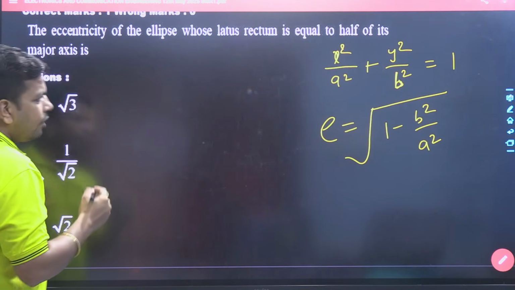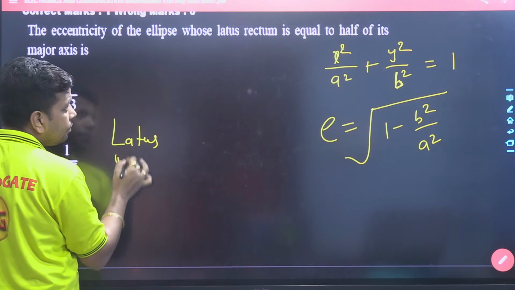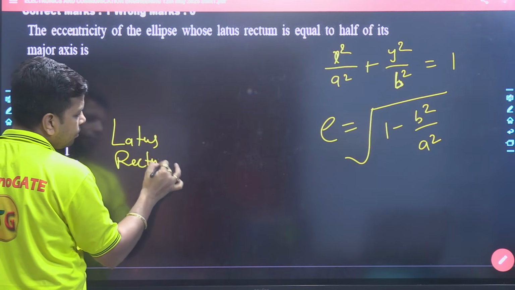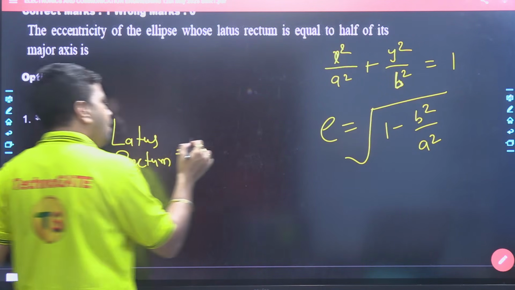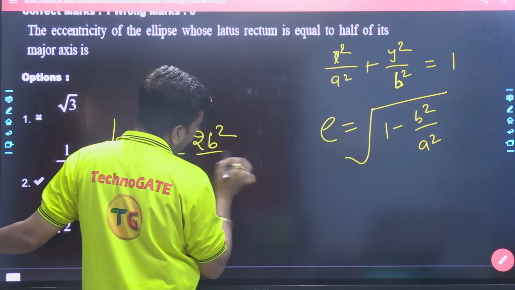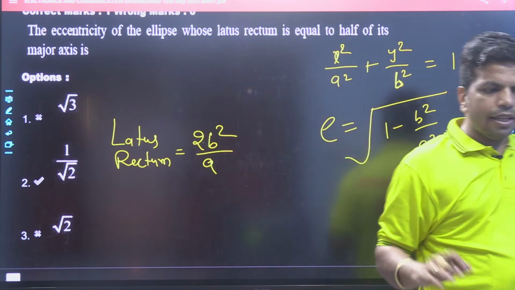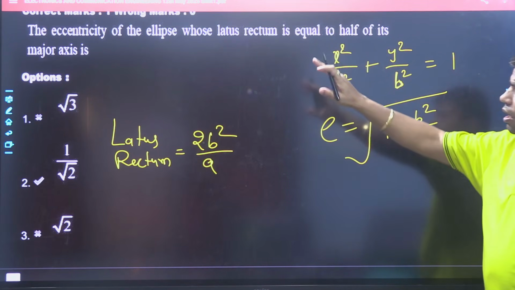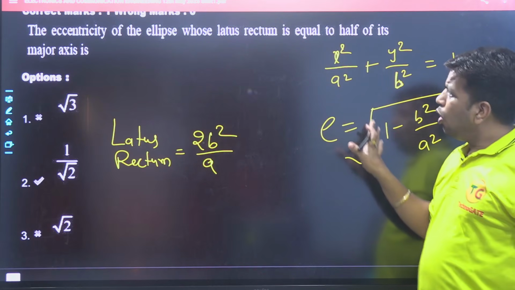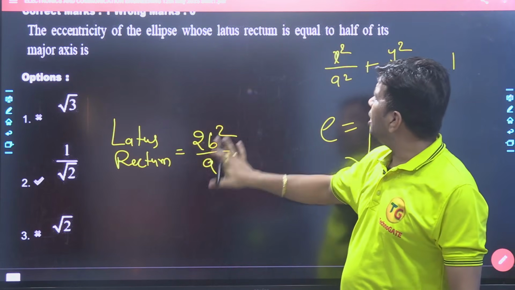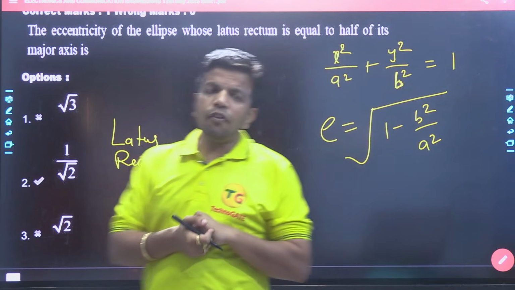Okay, and we know the length of the latus rectum, how can we calculate this? It is simply 2b square by a. That would be the formula for this. Now what are they saying? They are saying the eccentricity of the ellipse, this is the eccentricity of the ellipse, whose latus rectum is equal to half of its major axis. Half of its major axis.